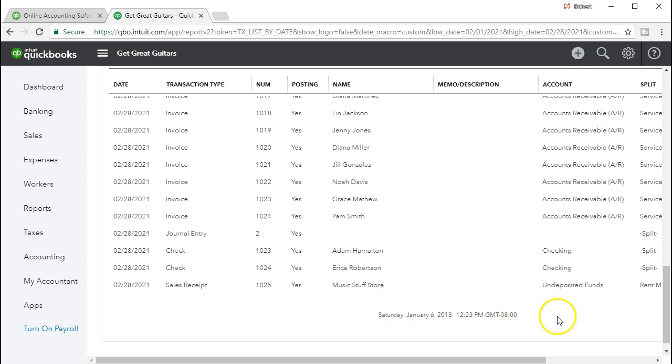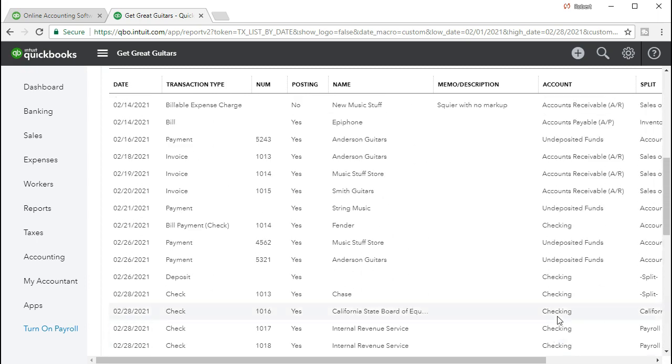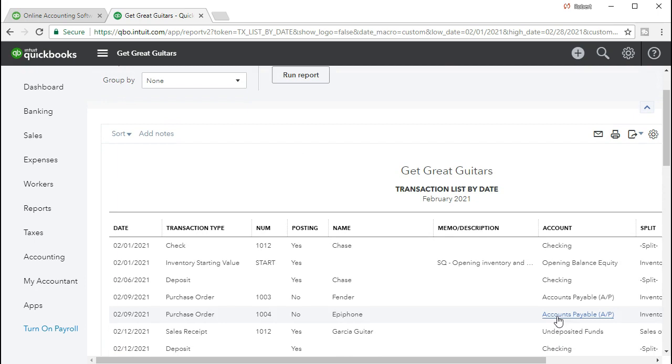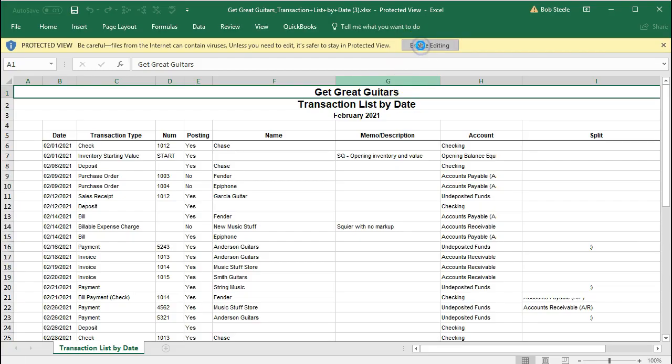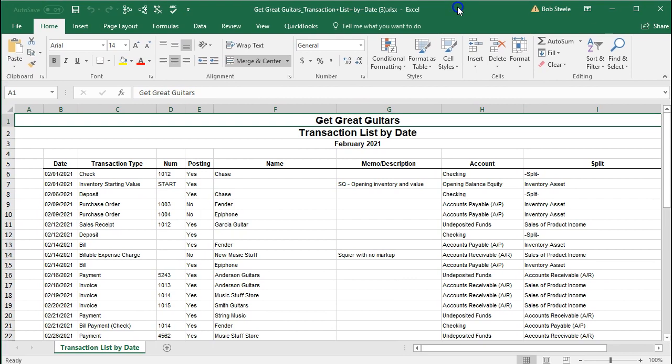I'm going to scroll back up, and then we are going to export this to Excel. So scrolling back up, we're going to select the export item and export to Excel. I'm going to enable the editing, and here is our report. Now note, this report you might want to do some formatting to.